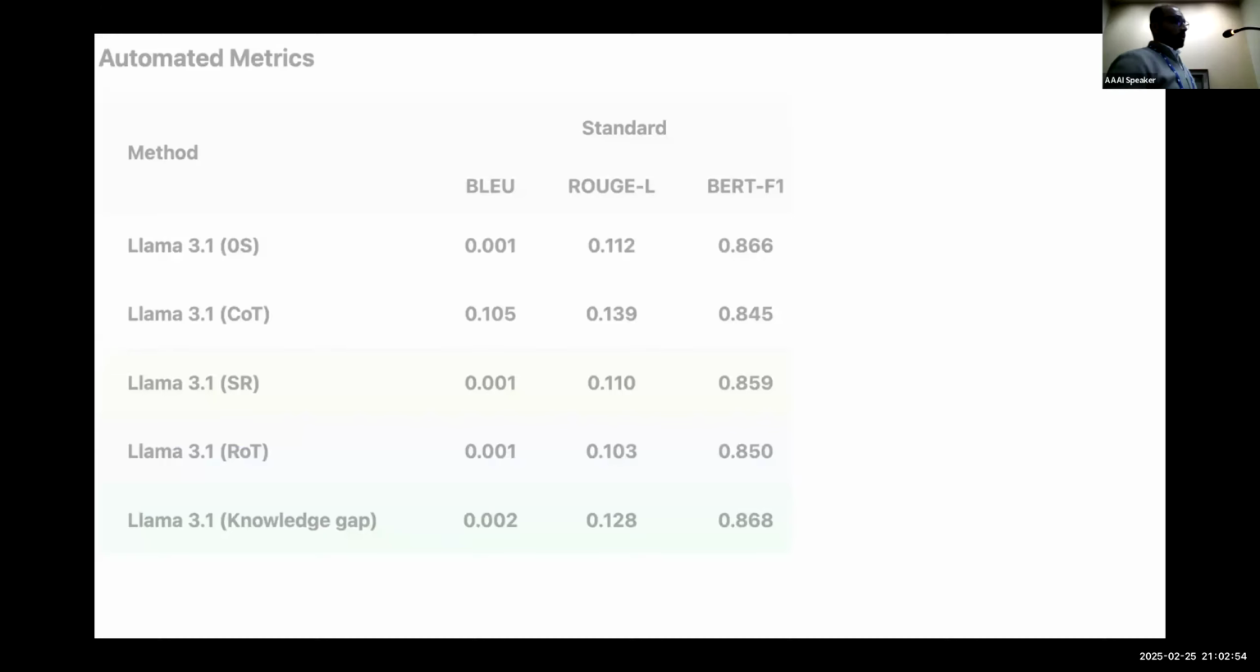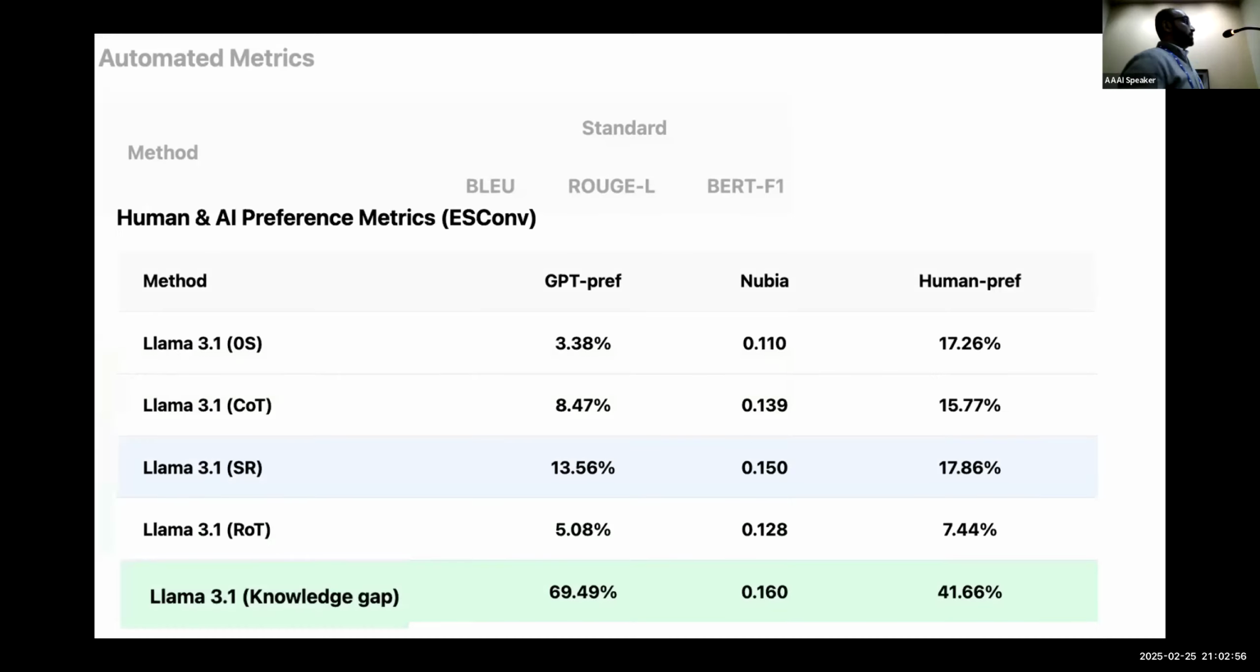So when we started looking at another set of metrics which is built and not so evaluated, one was the GPT preference, and the other one was the Nubia. Nubia is a pretty interesting metric that allows you to investigate what is happening inside the model's behavior in terms of the coherence, semantic relevance, and more intrinsic phenomena as compared to BLEU, ROUGE, and the BERT F1 scores.